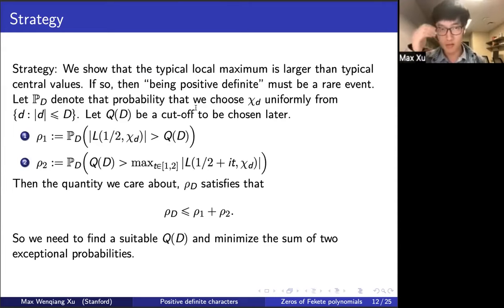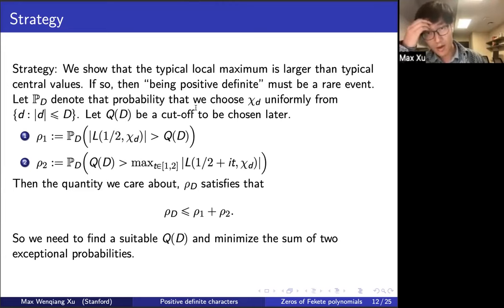Now let me make it slightly more formal. I use the notation P_D to denote the probability when we choose chi_d uniformly from D. Okay, here's a good question, also based on previous discussion with Alexander and Eunice.